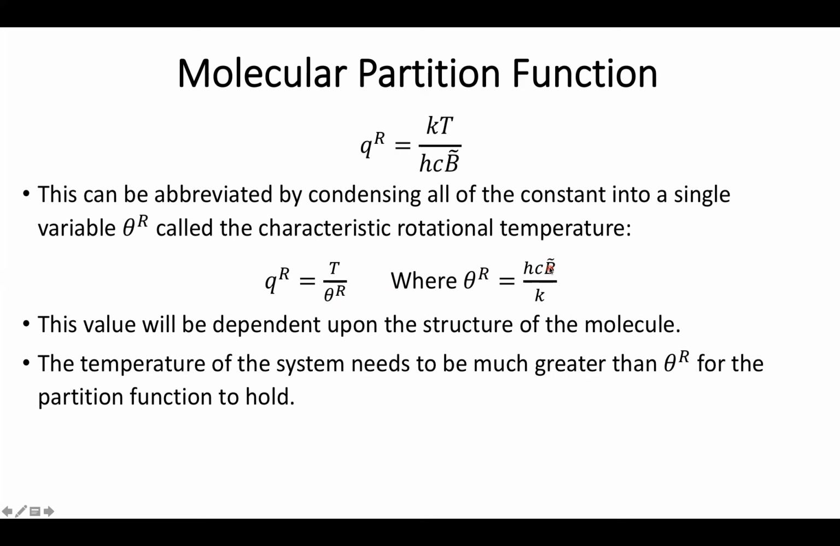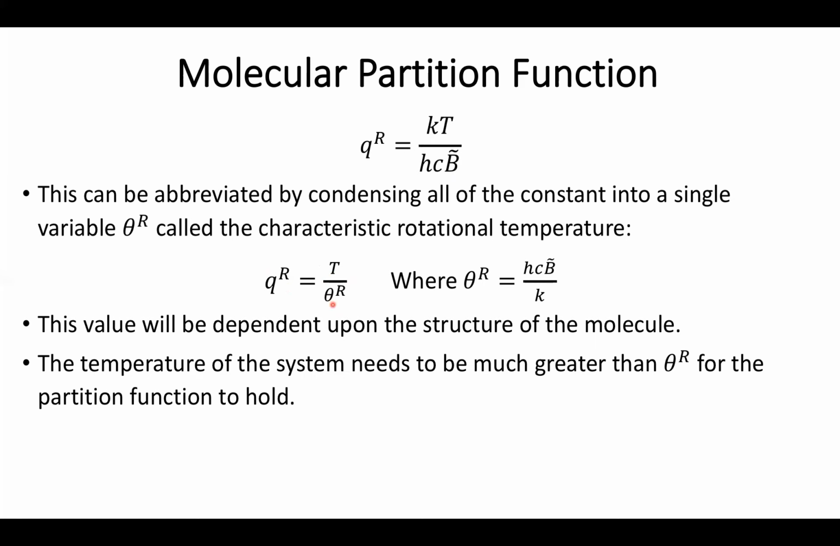And what's going to tend to occur is that in order for our partition function to hold, just like in translational motion, our energy levels need to actually be fairly close together. And this is going to only tend to happen when our temperature is much greater than our characteristic rotational temperature. Otherwise, our approximation that we can treat the sum of rotational levels as a continuous integral breaks down a little bit, and we'll get increasing levels of error.